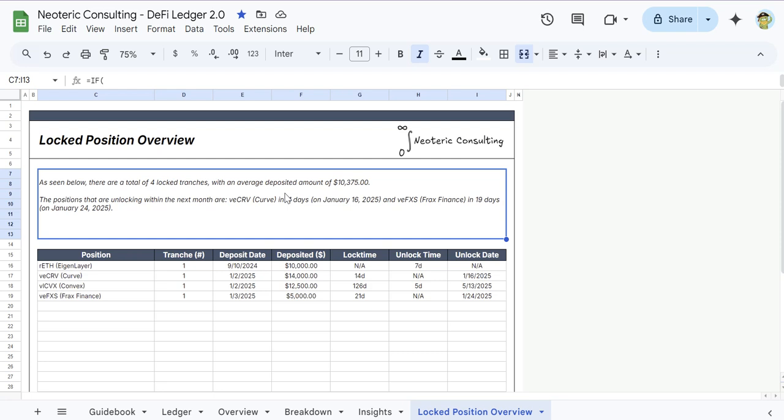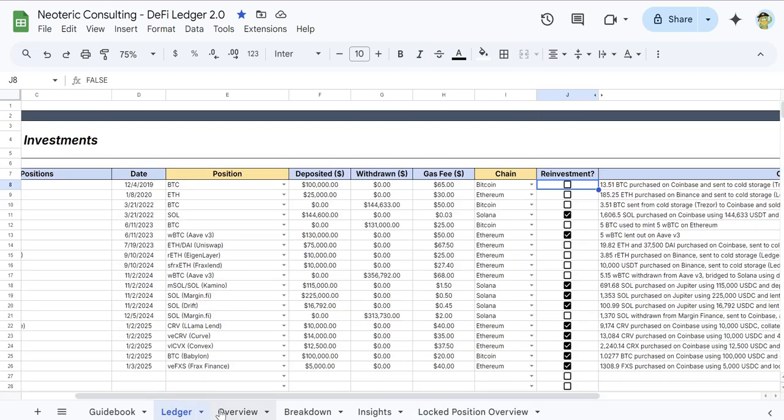Again, no manual inputs required. It's nice because a lot of these different tabs have auto-generated outputs. They're all dynamic, and the only two tabs that require any manual input are, of course, the ledger tab and the overview tab. The ledger tab requiring the more manual inputs, and the overview tab some recurring updates on the inputs, if that makes sense.